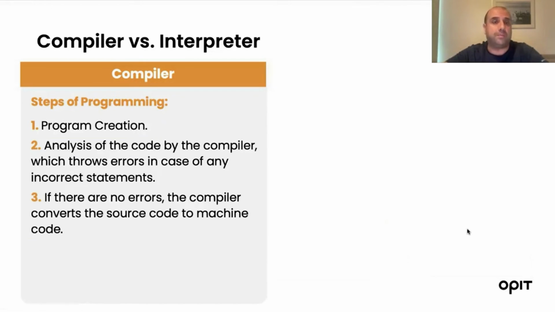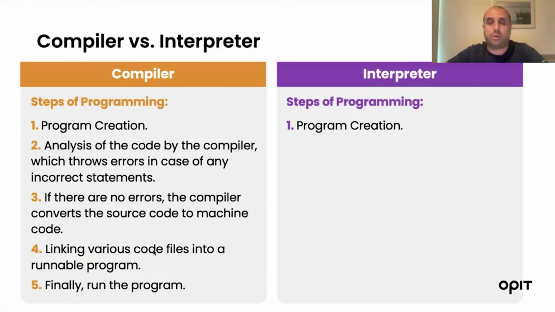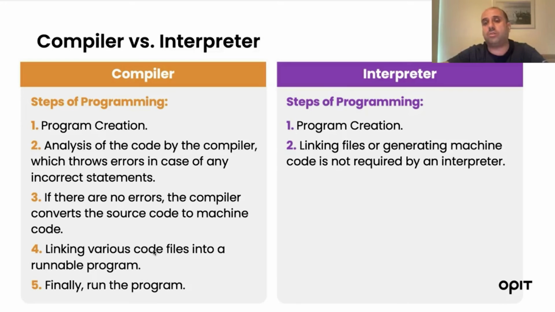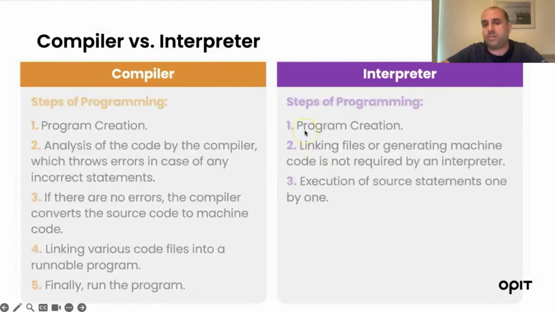The steps of programming with a compiler start by creating or editing the program, then the compiler analyzes the code, throwing errors in case of any incorrect statement so that the programmer can correct it. If there are no errors, the compiler converts the source code to machine code. Then comes the linking of the various code into one runnable program, which will finally be run. However, with the interpreter, after the program is created, linked files or generating machine code is not required, so the source code statements are executed one by one.